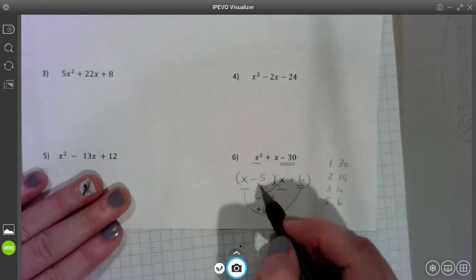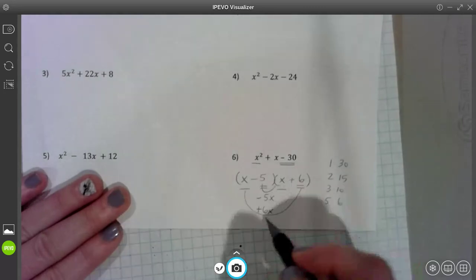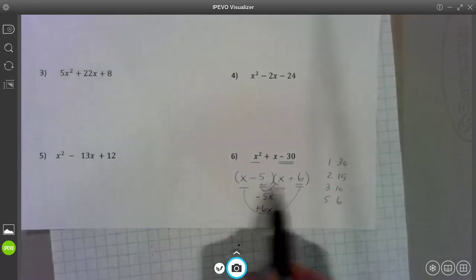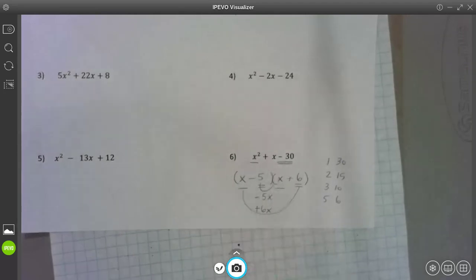And do your rainbows, negative 5x and positive 6x, add up to the 1x in the middle? Yeah, they do. So you know these are definitely the factors. These will multiply to equal that expression, and you're done.